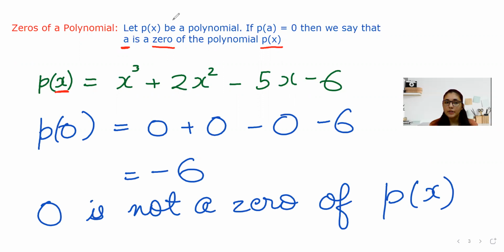So when you are calculating zeros of a polynomial, it doesn't mean that 0 will be a zero of the polynomial. No. In this case, when we have calculated the value of the polynomial at x equals 0, we are getting -6. Okay, that is a constant. So 0 is not a zero of P(x).